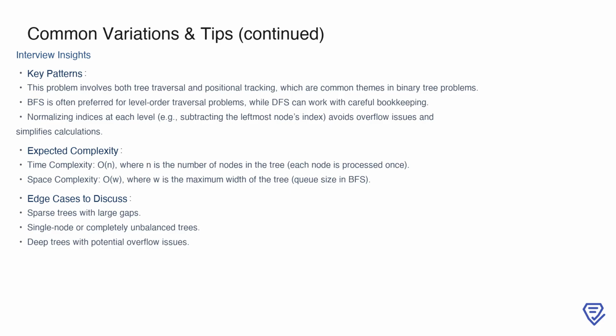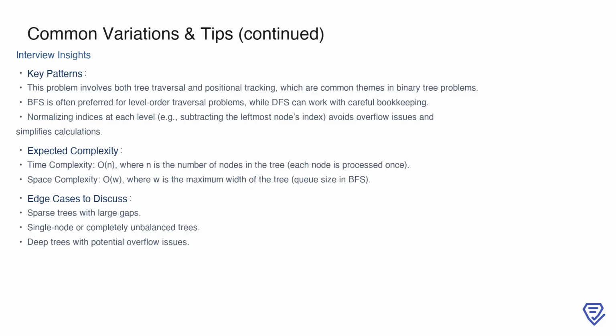It combines tree traversal concepts with positional tracking, which are recurring themes in binary tree problems. BFS is often the preferred method for level-order traversal scenarios, while DFS can also work if you carefully manage the positional indices. A good practice is to normalize indices at each level by subtracting the leftmost index so you can avoid overflow issues and simplify the calculations.